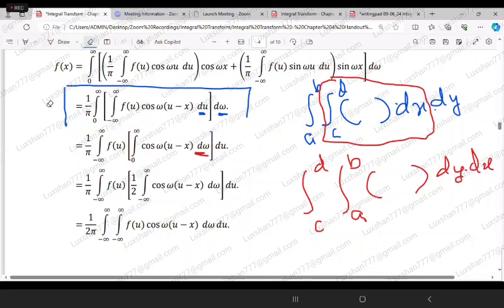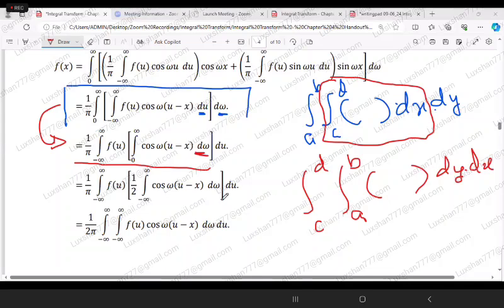Do you understand this step, students? From this one, how it came, do you understand? I'm changing the order of integration. I think I remember we studied these things in Laplace transform also. Do you understand how this came here? I'm just changing the order of integration.